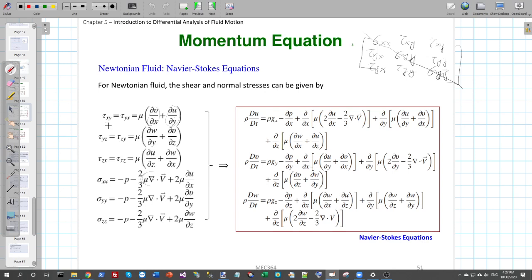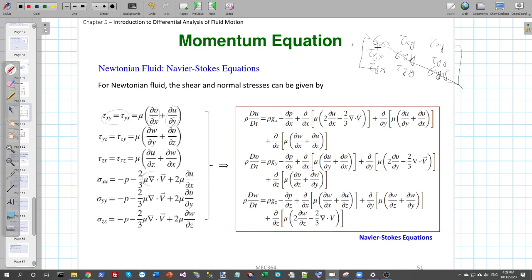Another thing you need to know is that tau yx and tau xy are actually symmetric. You see, tau xy equals tau yx, tau yz equals tau zy, and tau zx is tau xz. They are symmetric because of the mathematical form here. It doesn't matter whether you add this one to this one first or this one to this one first. You get the same thing. So that's why this is symmetric.